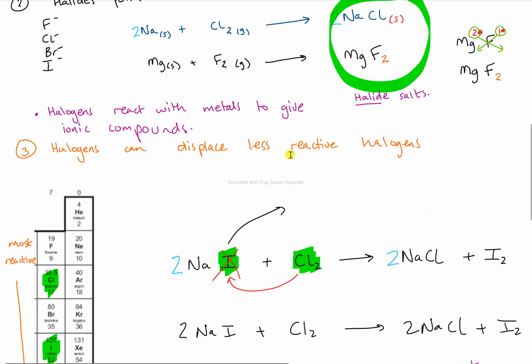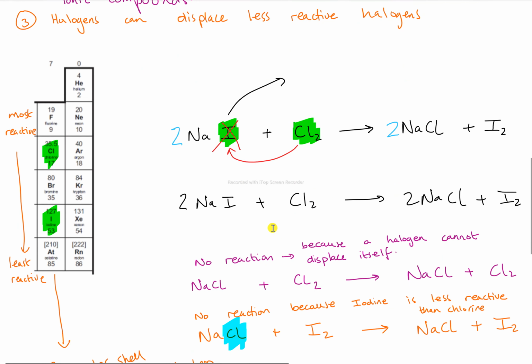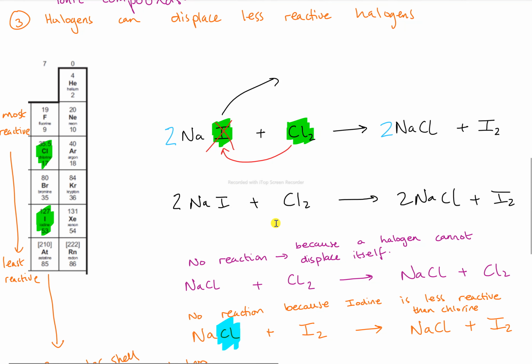Halogens can displace less reactive halogens. We did this down here. We said sodium iodide reacts with chlorine. The chlorine is more reactive, stronger, so it kicks out the iodide ion, and the iodide ion becomes iodine, and the chlorine becomes chloride ion. And this is what your equation is, and you'll have to learn to balance it.